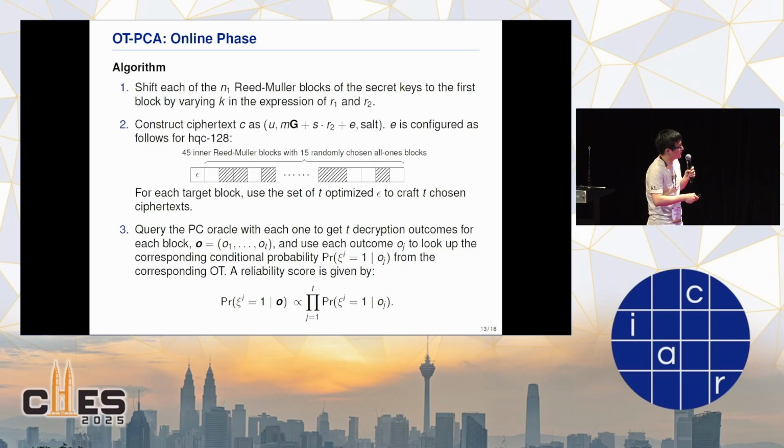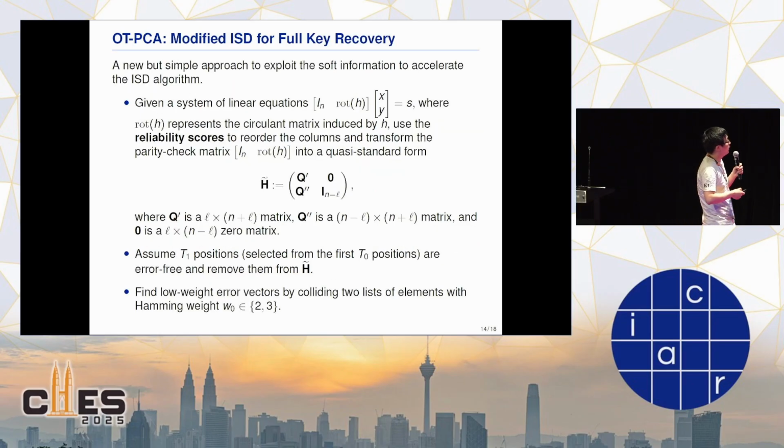Then we construct the ciphertext like this, feed it, and query this PC oracle with each one to get the decryption outcomes. Then, according to the decryption outcomes, we look at the offline templates and get the conditional probability for each test. Because we have T patterns, we just multiply them. This is like a reliability score. So we feed this to a modified ISD algorithm for full key recovery.